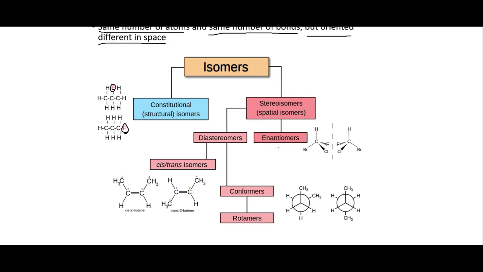So one of the main ones we're going to be talking about in these videos are enantiomers, which are mirror images of each other. But we will also discuss diastereomers, and we've already run into some of these. So the cis-trans isomers, for instance, then with these Newman projections, the different conformers or rotamers, which I've talked about already in previous videos, but I'll discuss a little bit more in the next few videos as well. But this video is going to be focused on enantiomers here.